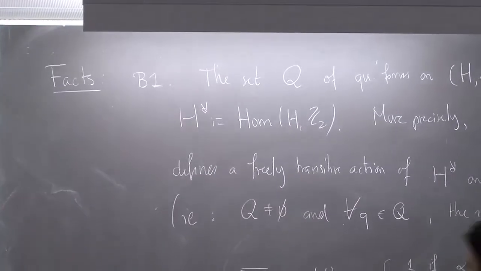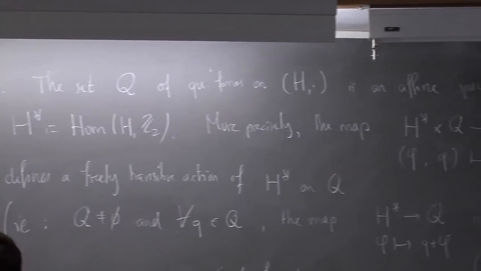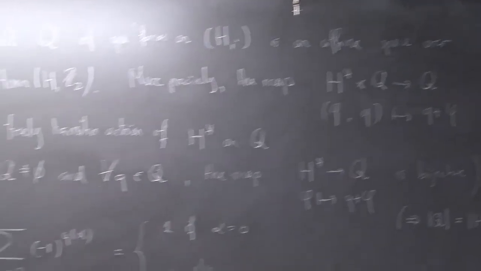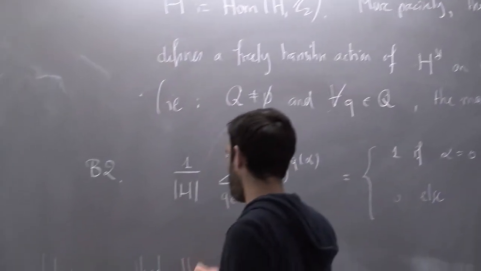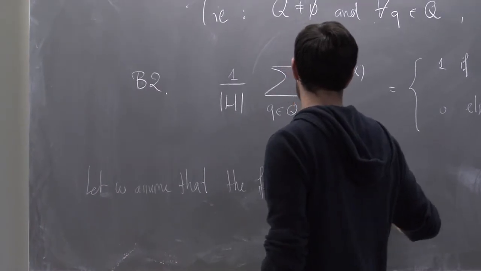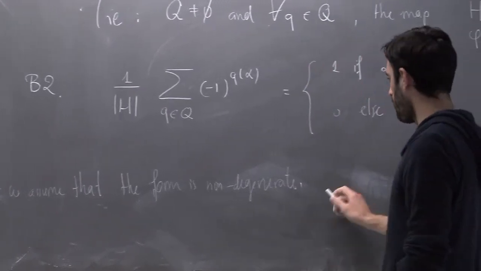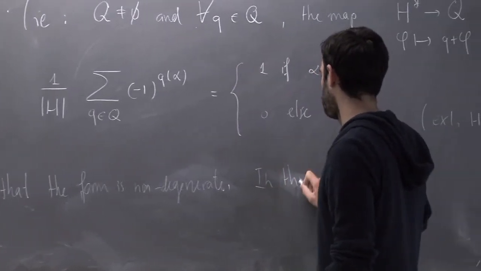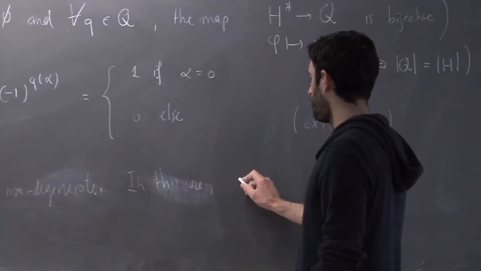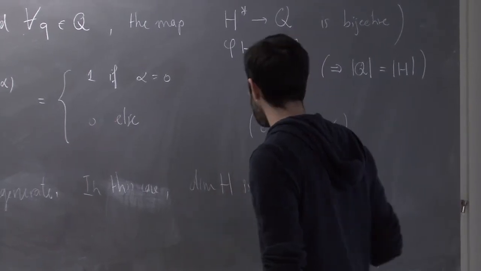Okay, so now let's assume further that the form is non-degenerate. In this case, it turns out that the dimension of H is always even. It's also going to be part of an exercise.